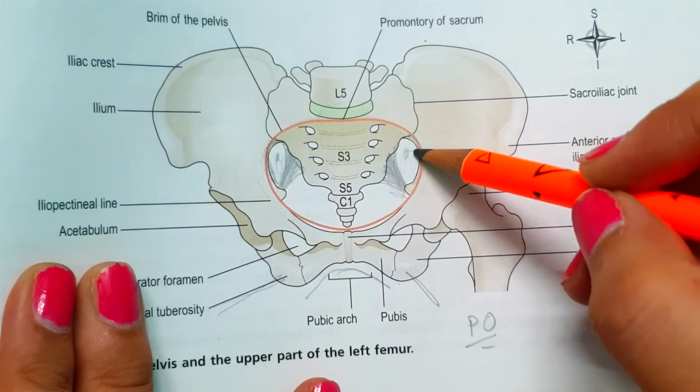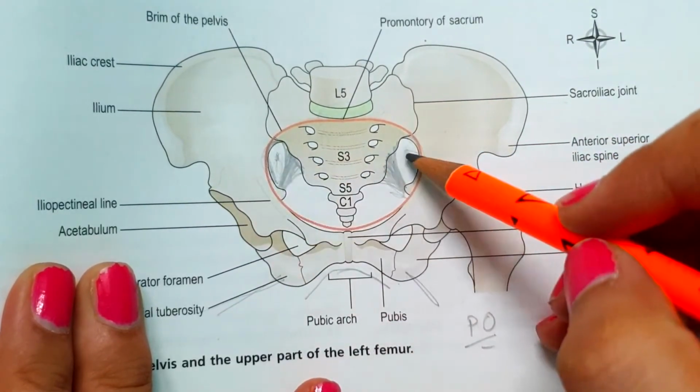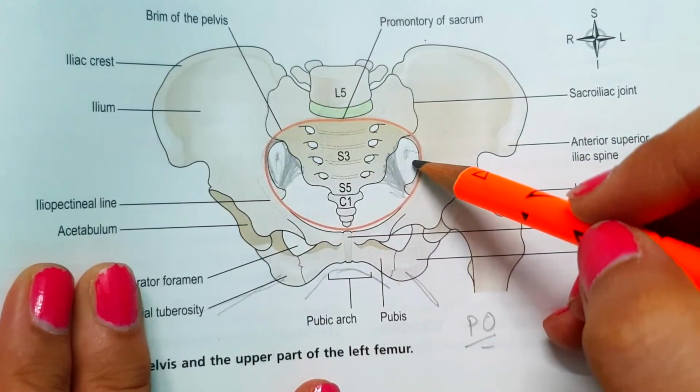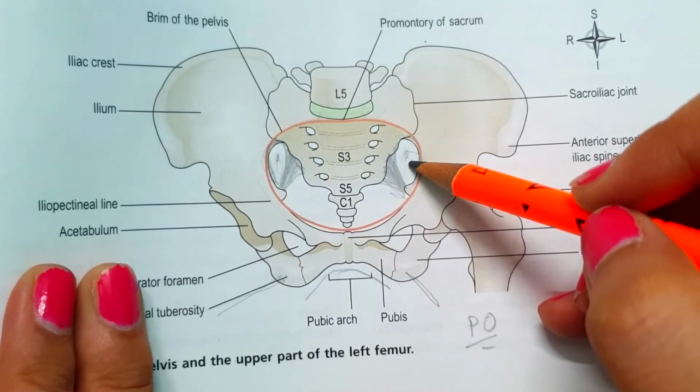There is an indentation in the ilium bone, so these are the two sacroiliac notches. The distance between the two sacroiliac notches is usually 12 cm, but this diameter is not usually measured.